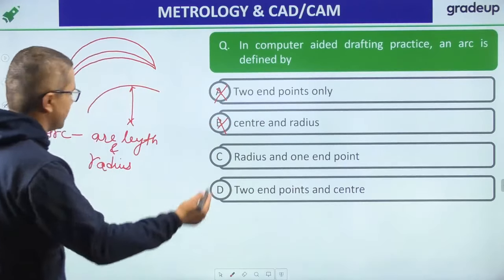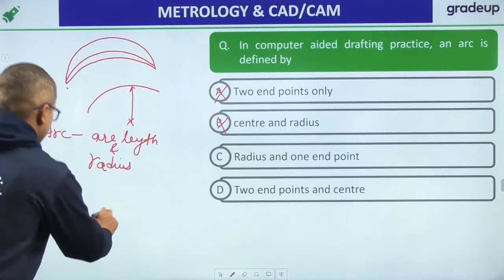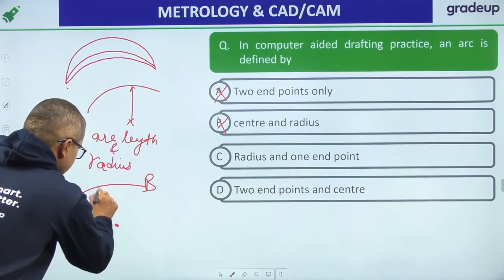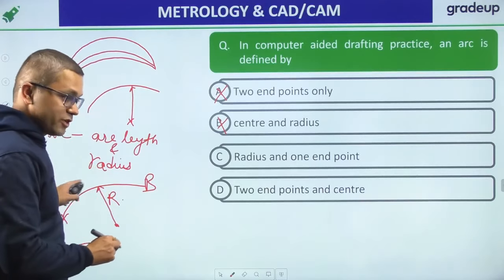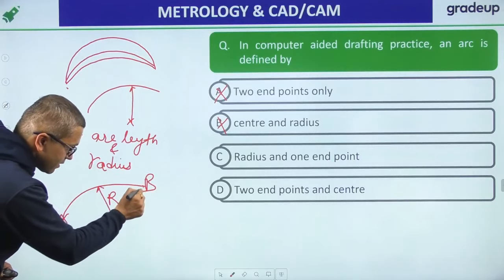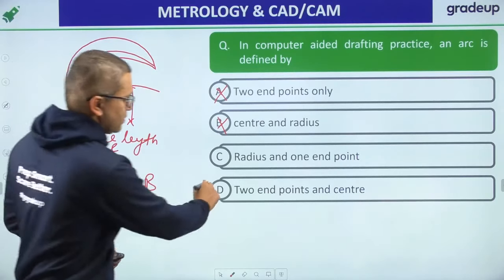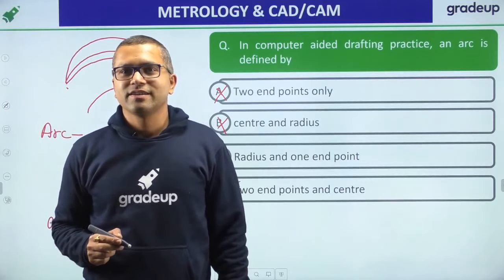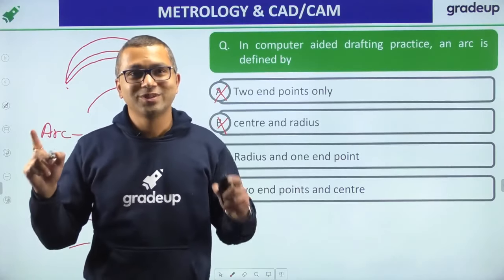Radius and one endpoint. No, this is not very true. Two endpoints and center. So let's see. When point A and point B are decided, and we also have a center, the radius is already decided if we have a center and two endpoints, because we can calculate the radius as the distance of point B or point A from the center. So D is a good option. Lots of answers. I congratulate you, those who said D.